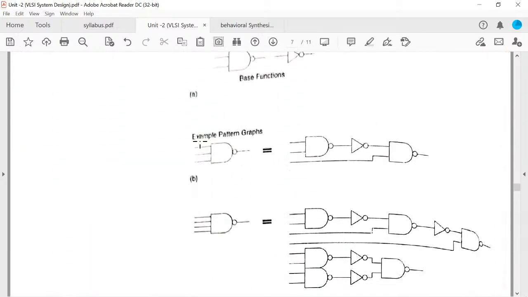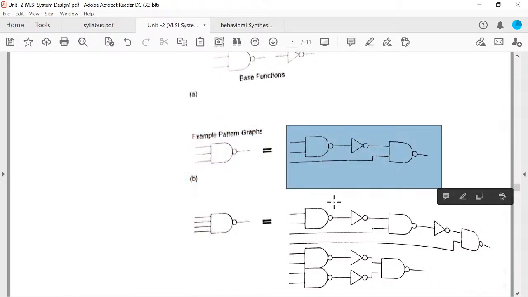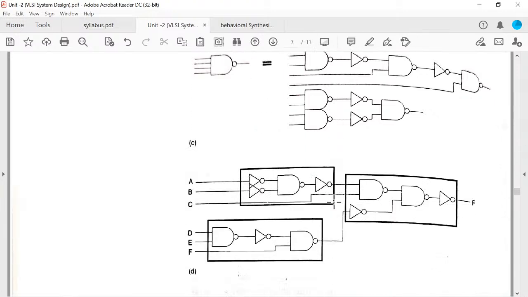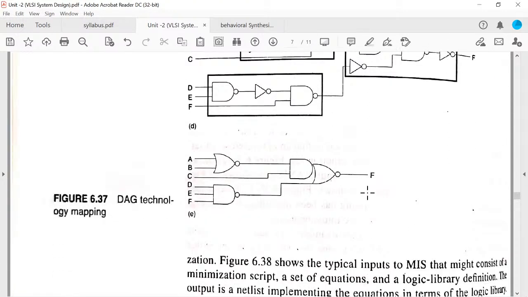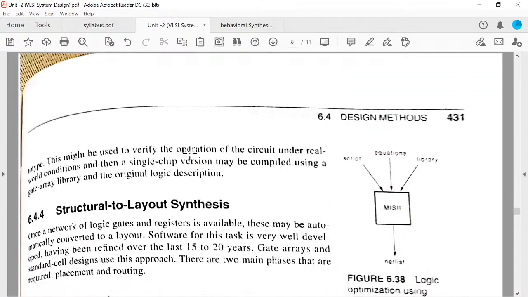Some more functions are also given here. You can easily see that some form of mapping is done for the minimization of the circuit, the minimization of the area captured by the circuit.